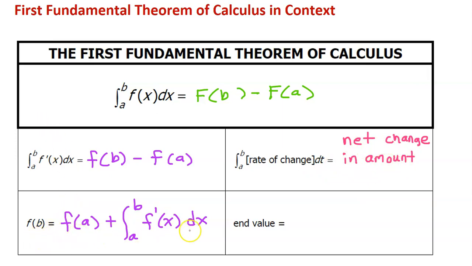This last form is so useful because it is already solved for the end value, which is often what we are looking for. So let's examine what we have. We have the end value equals the initial value plus the net change in amount. We just saw above that the integral of the rate is the net change in the amount.